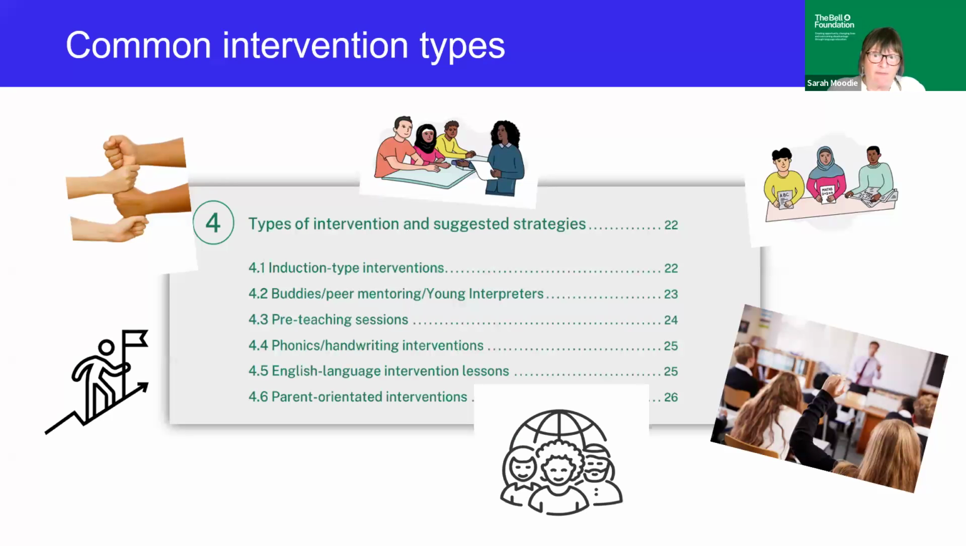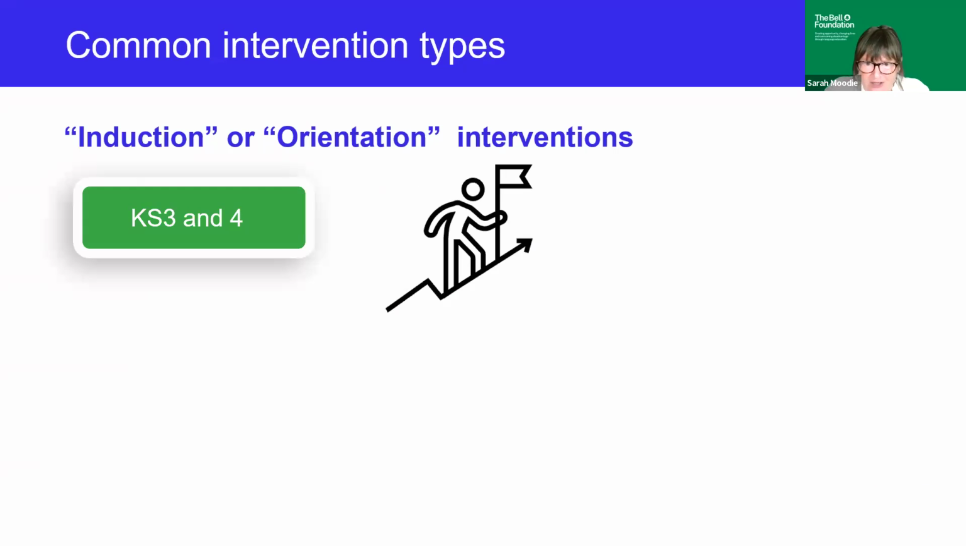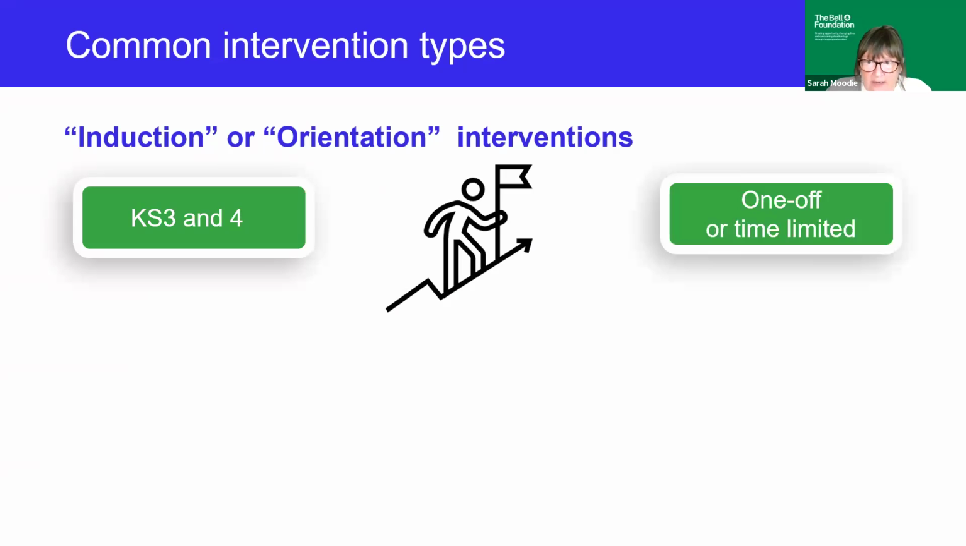And then, of course, family or parent-focused interventions, which are sometimes forgotten about at secondary school, but I think, in fact, are really important. So firstly, looking at induction or orientation type interventions. In secondary schools, these can run at both Key Stage 3 and Key Stage 4 with new arrivals. So they run as soon as the learner starts at the school, and they're strictly time limited. They might even be one-offs.